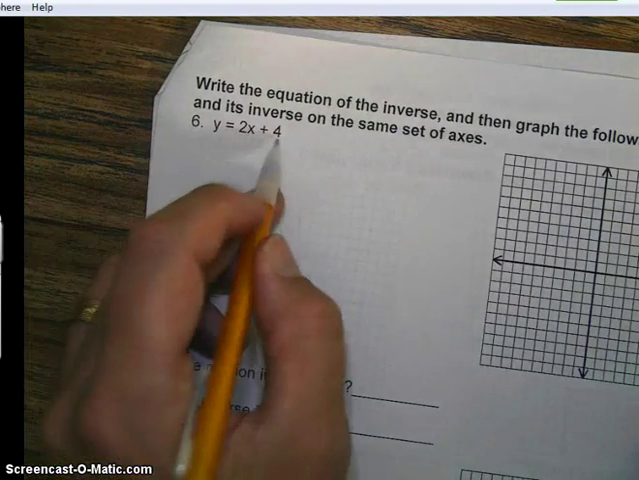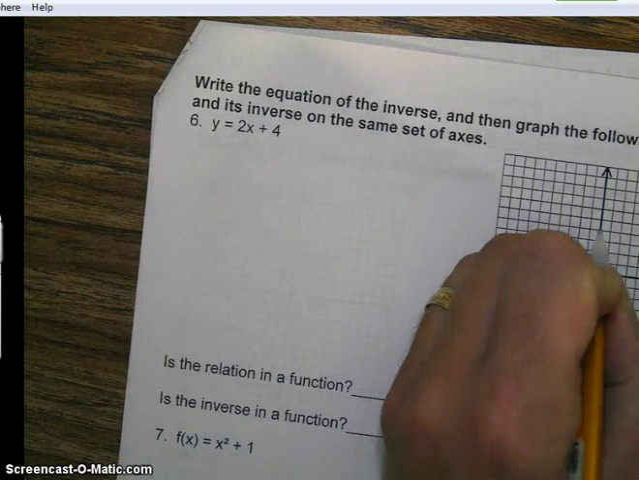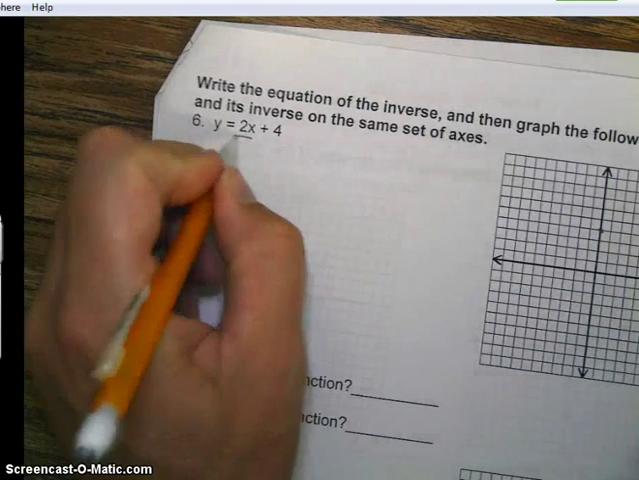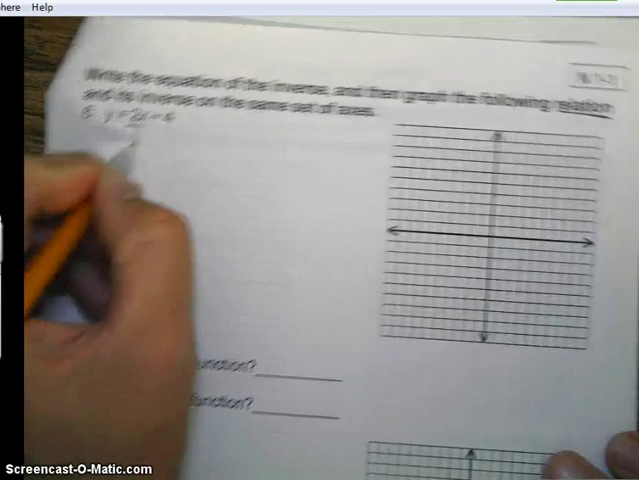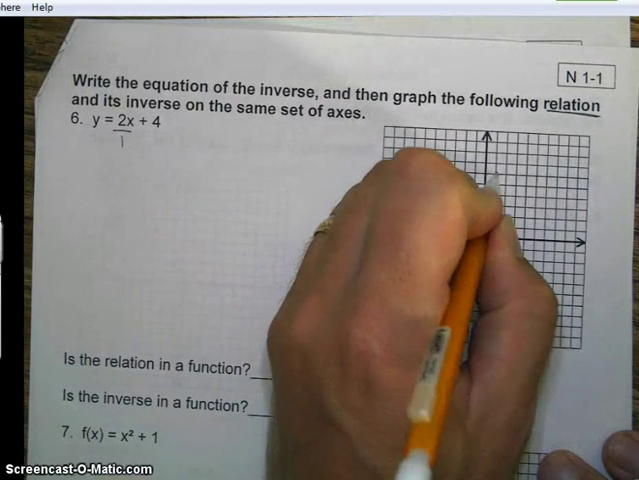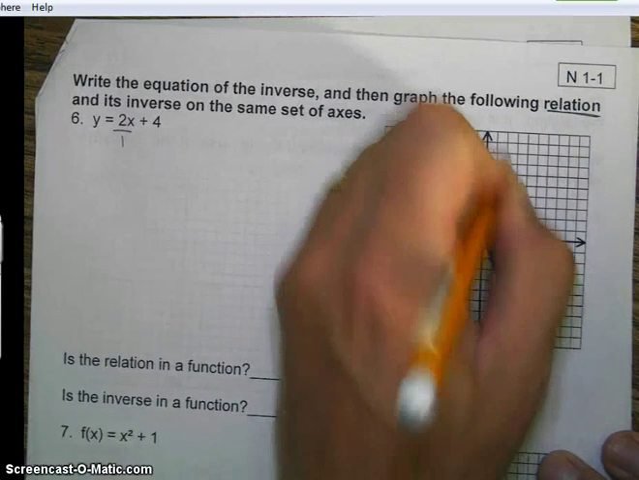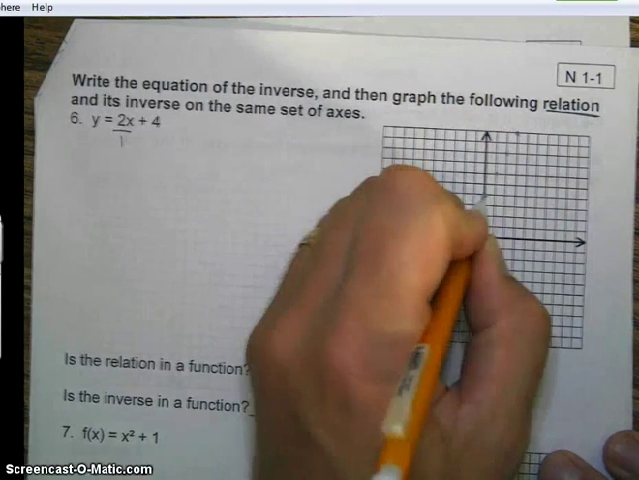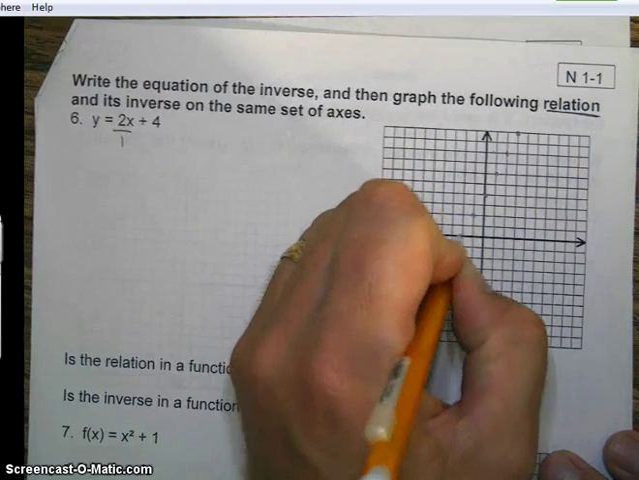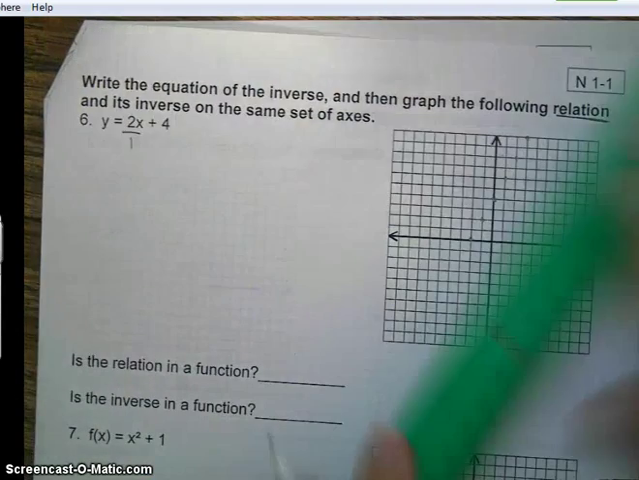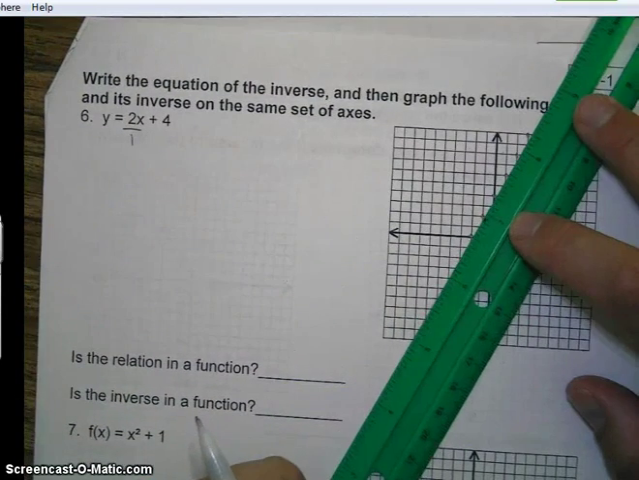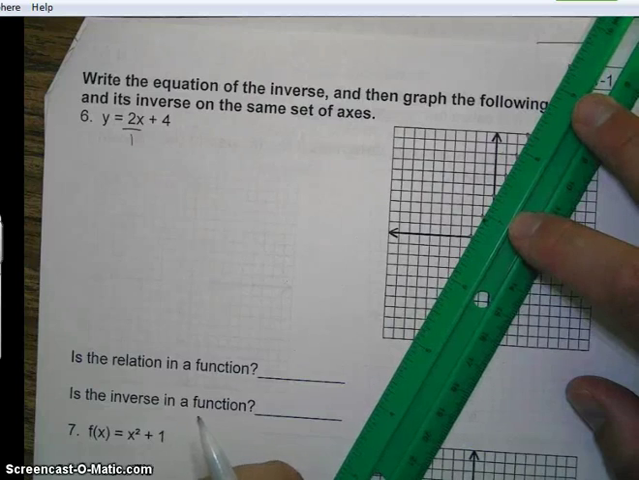Okay, so let's take a look at this. Let's graph it. Plus 4, 1, 2, 3, 4. Rise over run, 2 up, 1 over. Rise 2, run 1. Rise 2, run 1. Down 2, left 1. And graphing this up here.